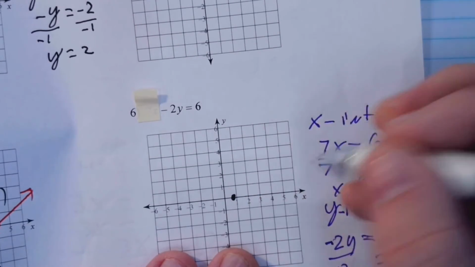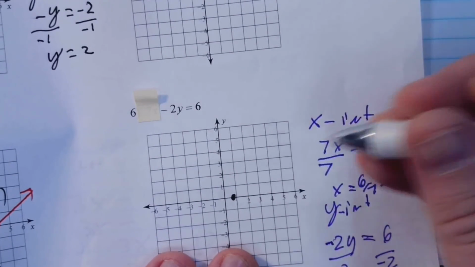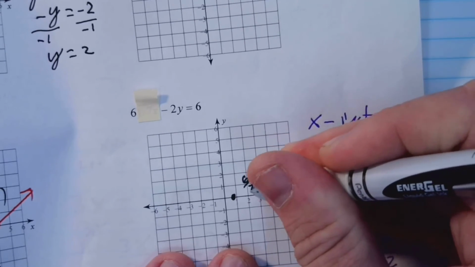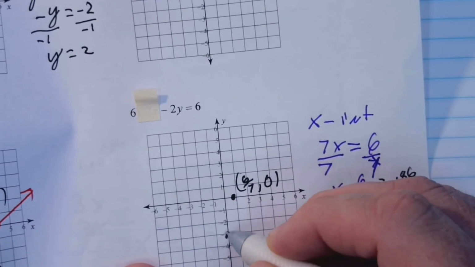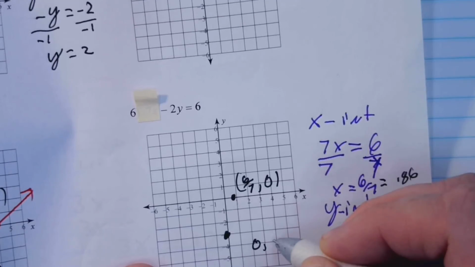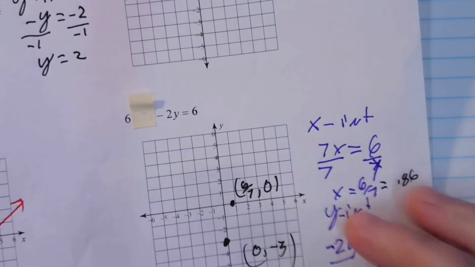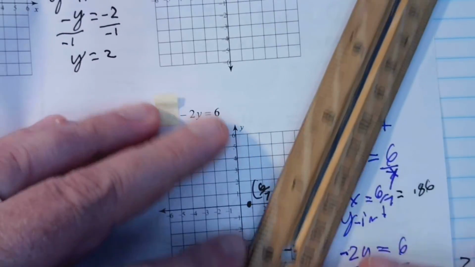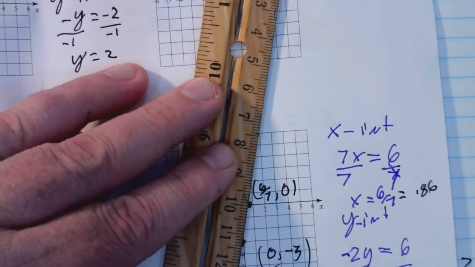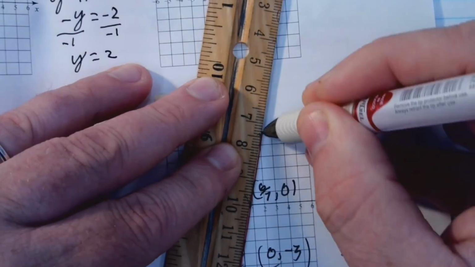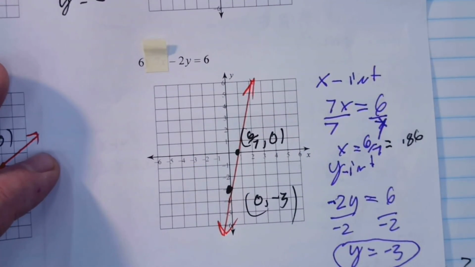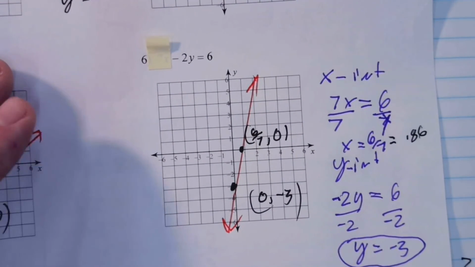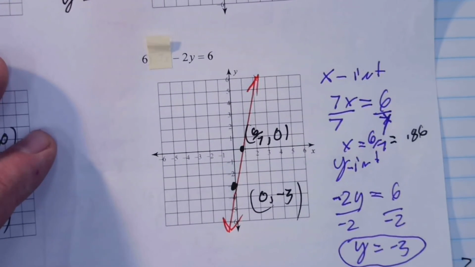But here's how I'm going to show you that I know what I'm talking about. I'm going to write this: 6/7, comma 0. Okay. This one's easy. 0, -3. And then I should be able to draw a straight line here. Pretty close. Okay. That's as hard as it's going to get today. Questions? Can we do this?